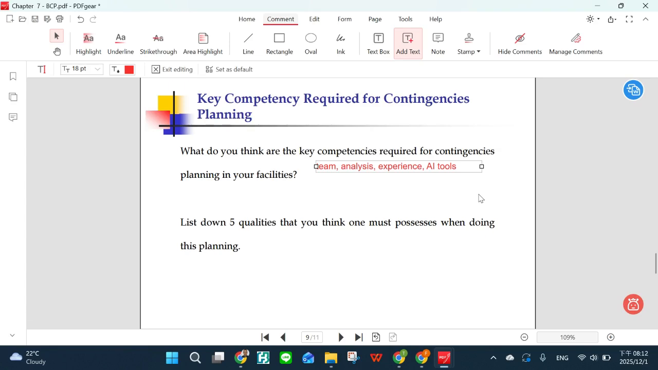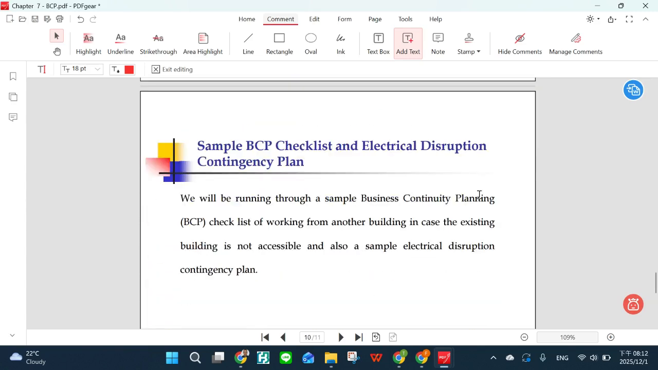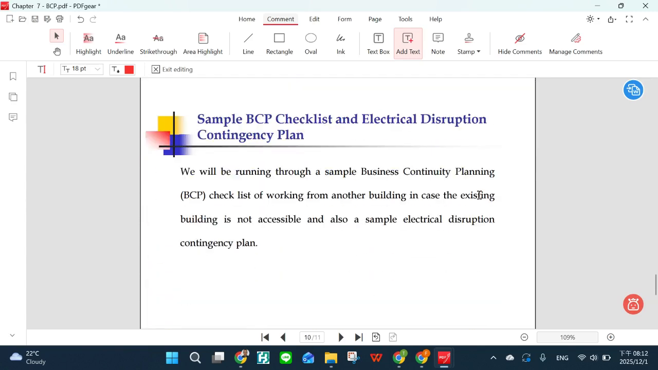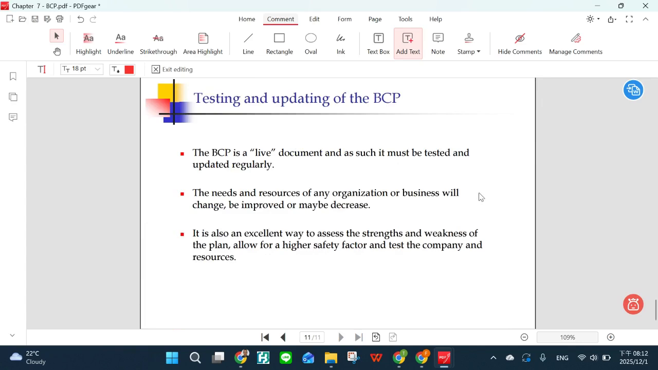So the key takeaway of BCP, you need to review it. Once you have done it, earlier we talked about reviewing, updating, frequency of review. So to me, yearly is good enough, unless you have very drastic fault warning.